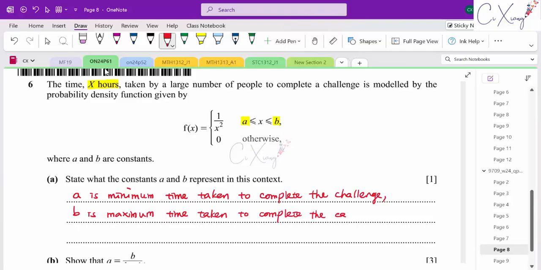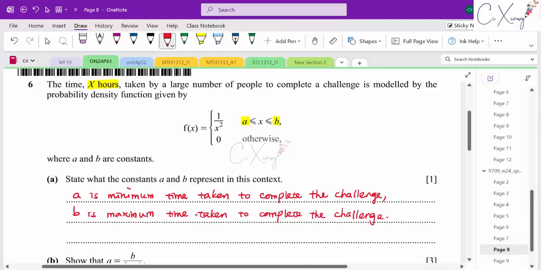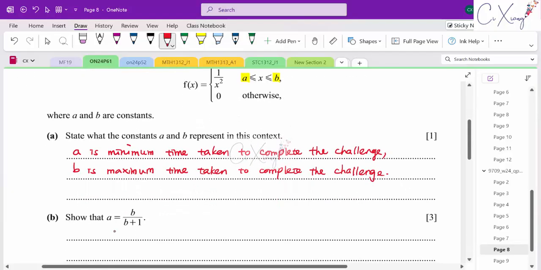Usually when you want to explain all this, please make sure you explain it in the context of the question. For this question, they are talking about the time to complete a challenge. So you have to include the phrase "time taken to complete the challenge" in your explanation. Okay, then let's have a look at part B.